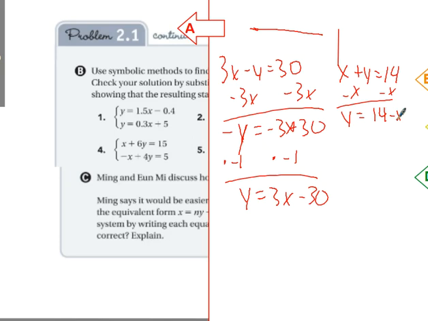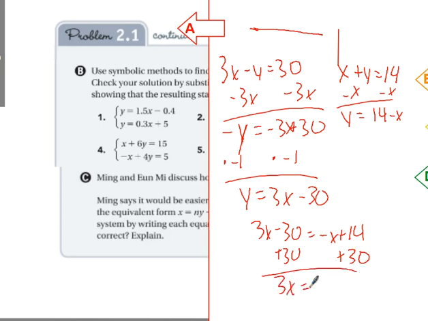Now we just need to set these equations equal to each other because they are in slope-intercept form. So 3x minus 30 equals negative x plus 14. So we just add 30 to both sides, then you get 3x is equal to negative x plus 44. Add x to both sides, which is the same as subtracting a negative x. So it would be 4x equals 44, and then divide by 4 for each side.